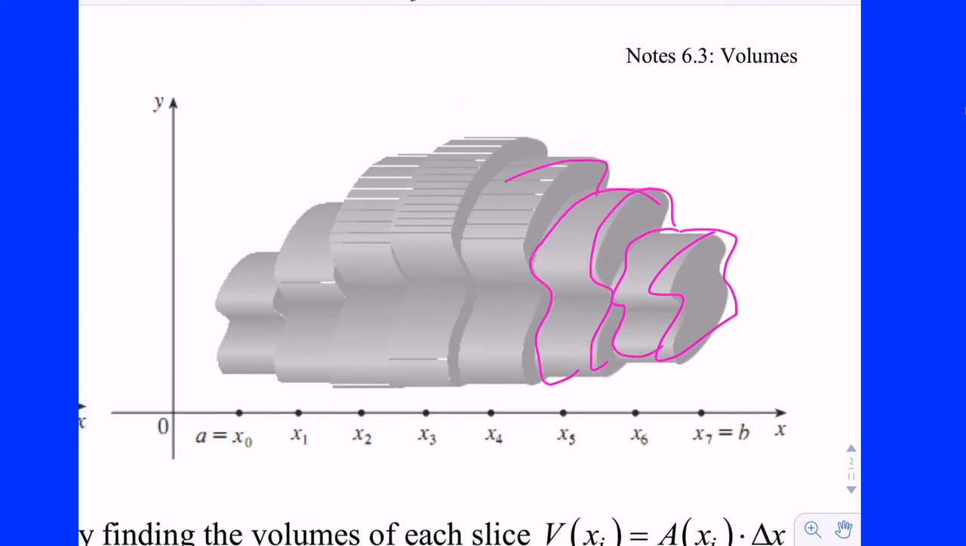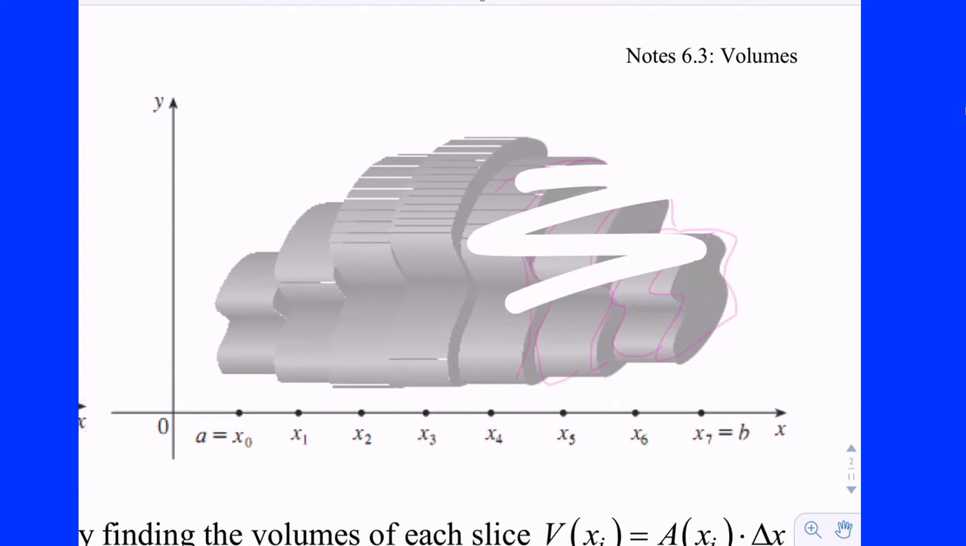Okay? If I can find the volume of each of those slices of toast, I can add the volume of each of those pieces together and get an approximate volume for the whole loaf, right? Find the volume of this slice, this slice, this slice. Those are all Texas toasts. Add them together, and I can get an approximation for the volume.